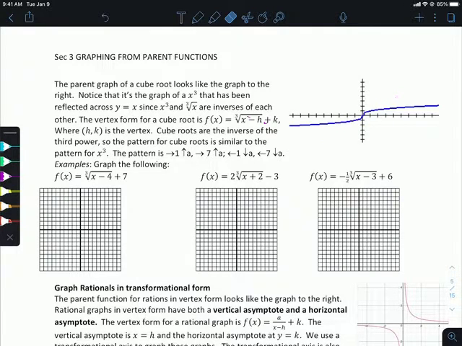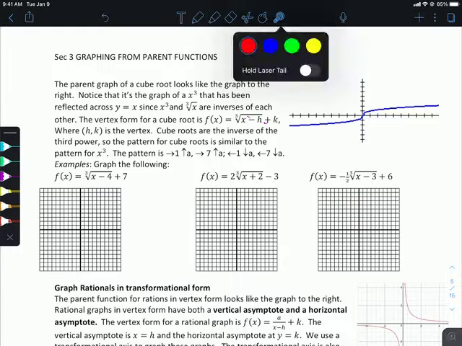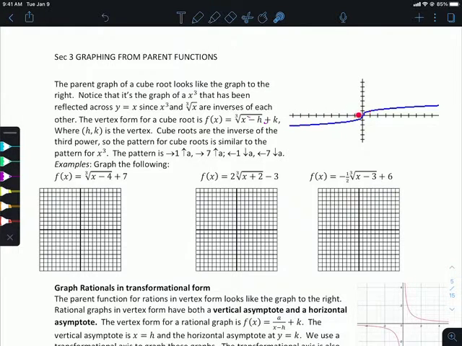Remember that parent functions are the ones that show what it looks like when there's no change whatsoever. We haven't shifted left or right, we haven't shifted up or down, and we haven't impacted the steepness, right? So this is our cube root graph. It kind of looks like the moves for "walk like an Egyptian, talk like an Egyptian" that you make with your arms, it kind of reminds me of that, okay?